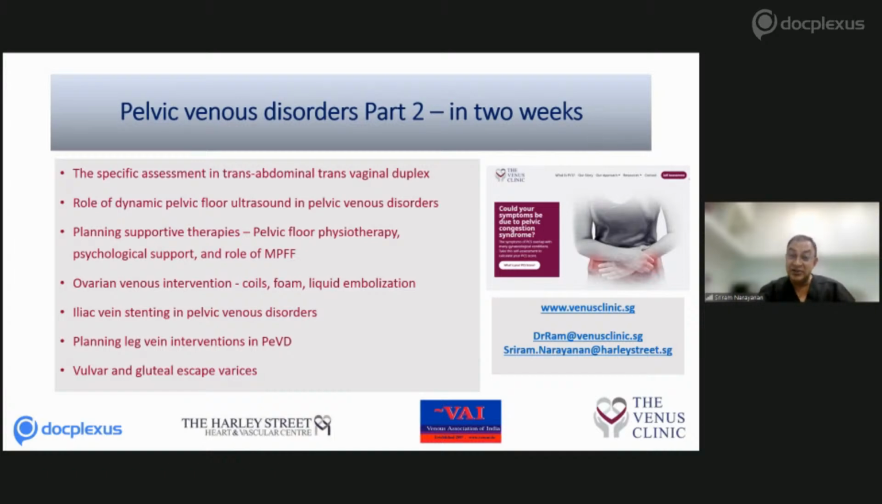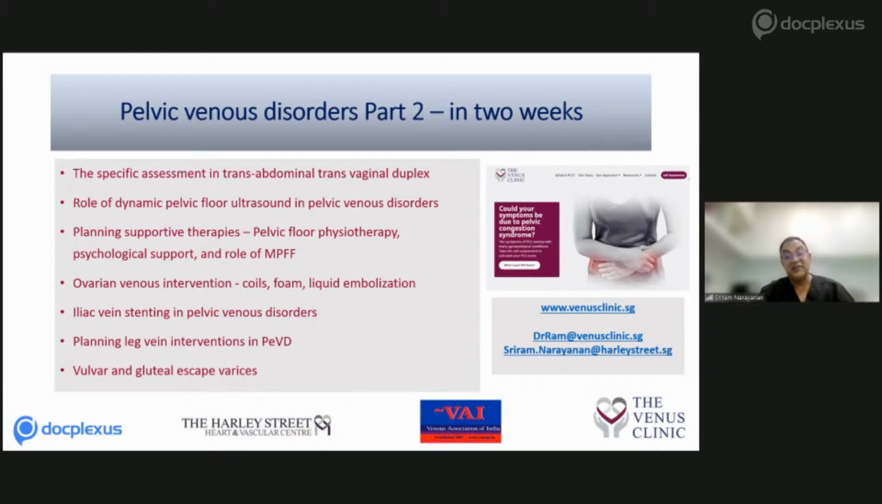How technically do you do an ovarian venous intervention? When to use a coil, when to use foam, when to use liquid embolization, when to use combinations of these, and when to actually embolize the right ovarian vein, which is rare. Whether they need an iliac venous stent, how do you do an iliac venous stent for a pelvic venous disorder? How is that different? And of course, like we said, they can have varicose veins, not just in the groin, but in the lower limb because the systems are connected. And how do you plan the leg intervention?